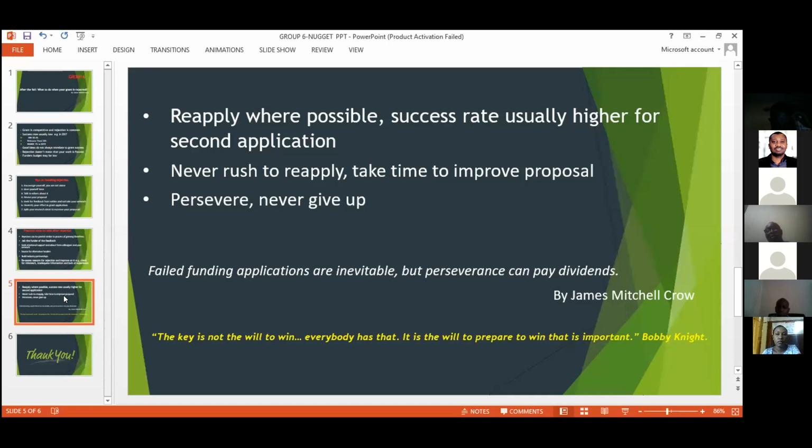Make sure you do that, and we take our time to improve on the proposal very well. Then perseverance is good for us: to persevere very well, pay due attention to it and never give up. Failed funding applications are inevitable. Yes, it's common, but perseverance can pay dividends.